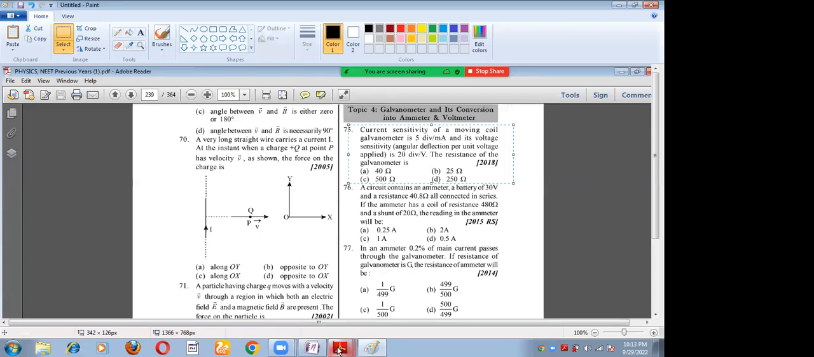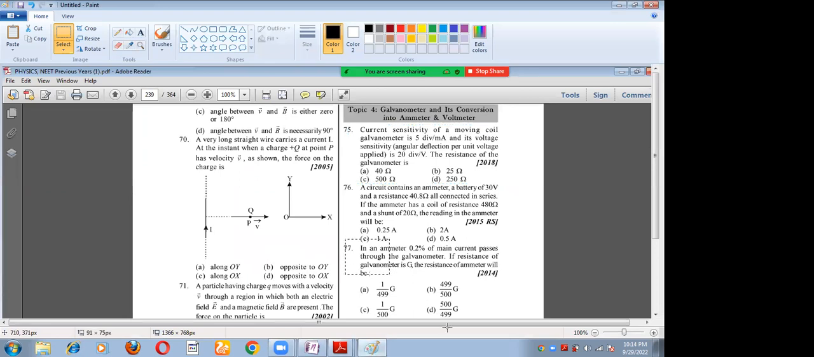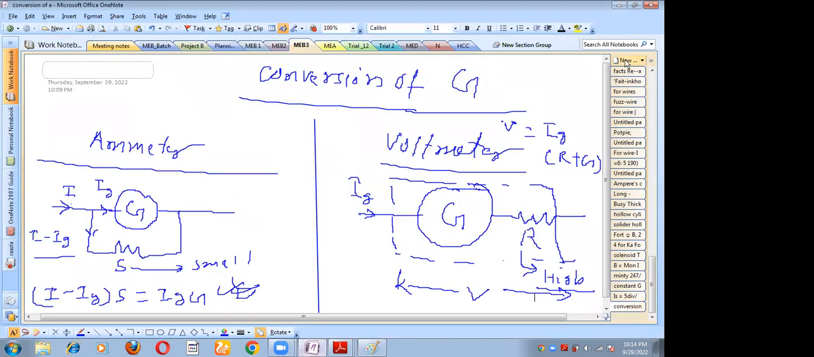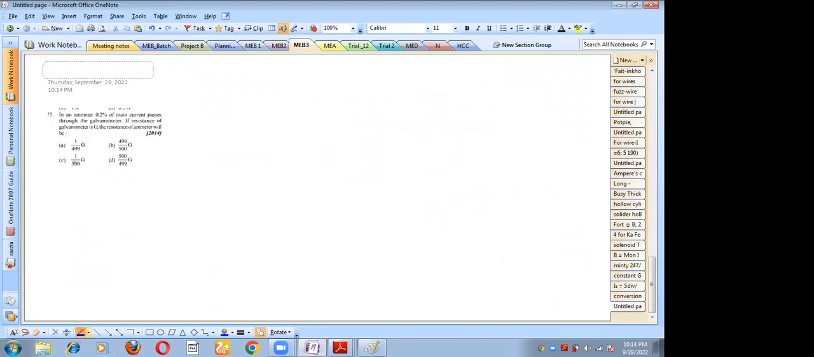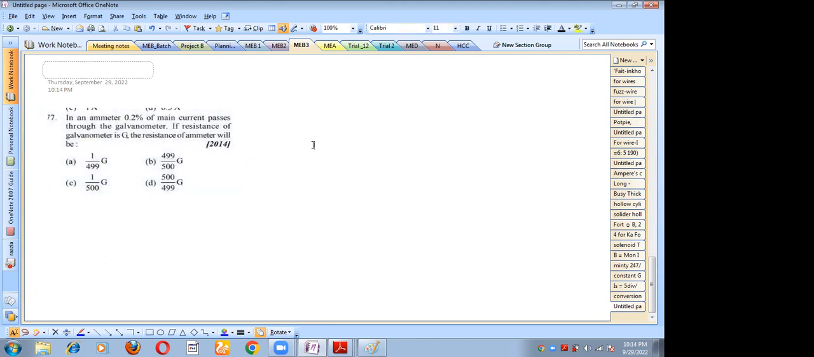So come to the questions quickly. Try question number 77. This is a NEET 2014 question and a good question. Solve this question. This is based on conversion of a galvanometer into an ammeter.